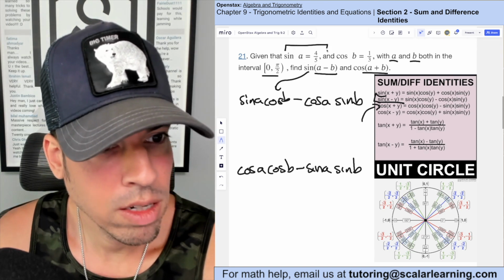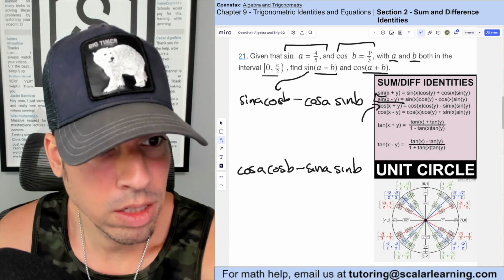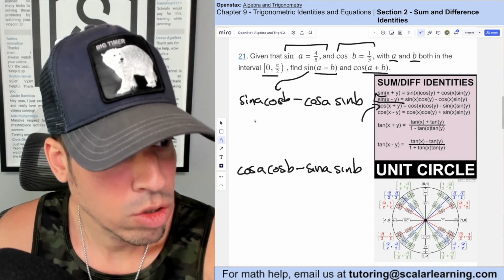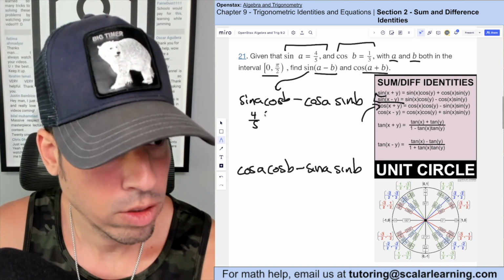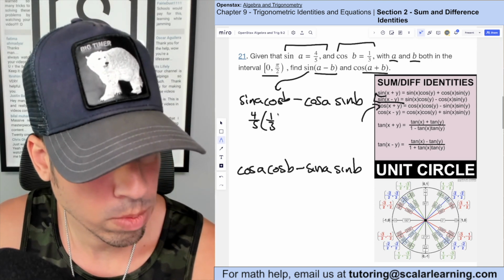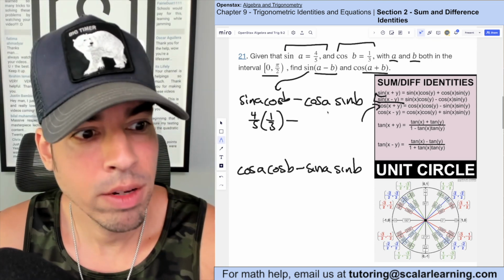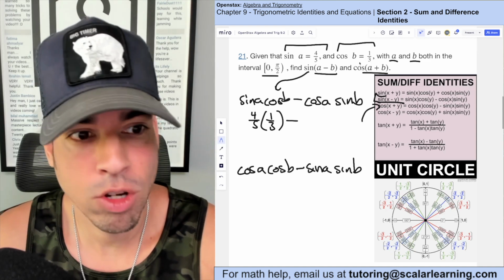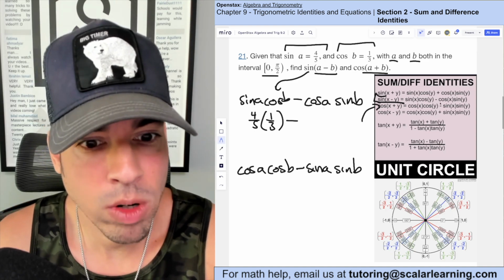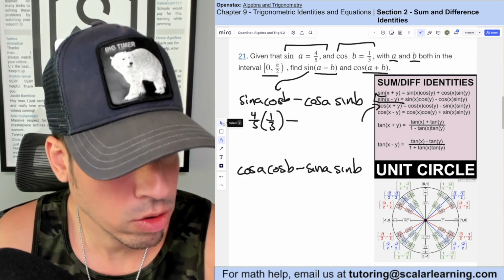Okay, now we can put this together because I know that sine of a is 4/5, cosine of b is 1/3. So let's put this together. Sine of a is 4/5, and cosine of b is 1/3. So I'm just going to replace this. Now we have to find cosine of a. They didn't give us cosine of a. So to figure that out, I'm going to draw a little triangle.